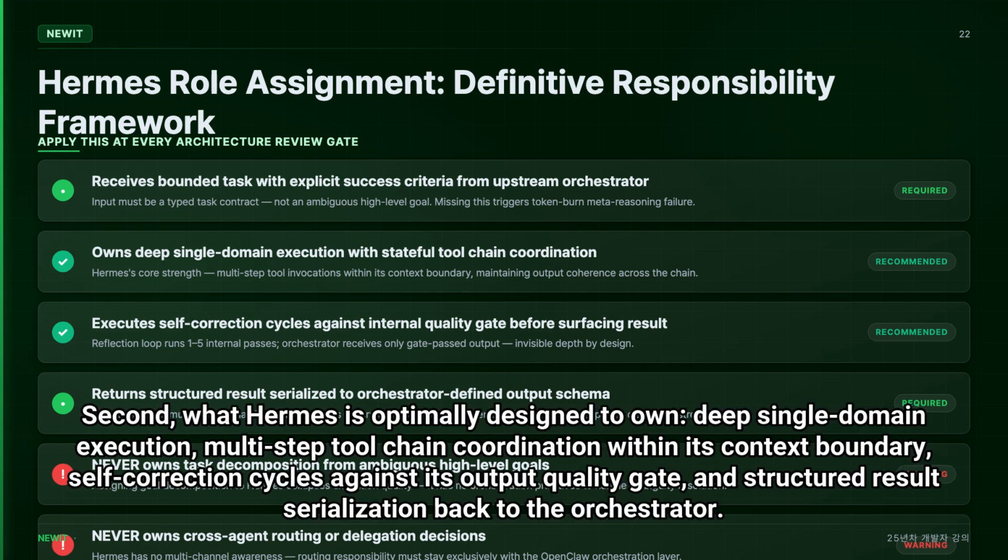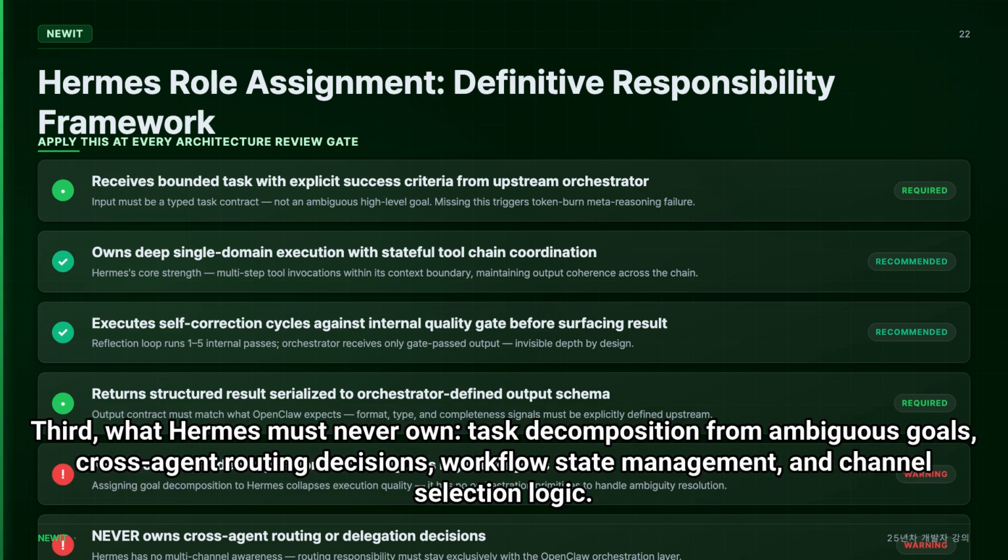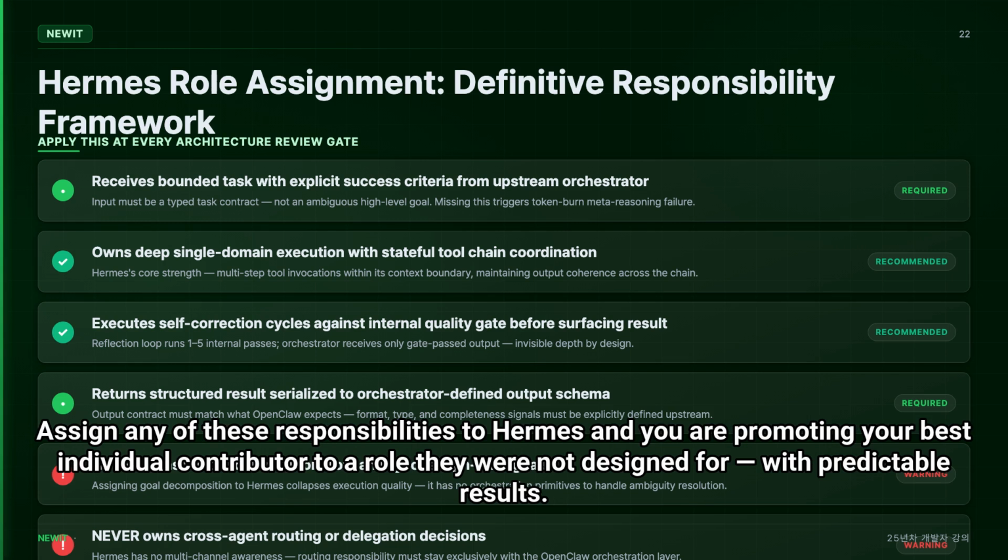Second, what Hermes is optimally designed to own: deep single-domain execution, multi-step tool chain coordination within its context boundary, self-correction cycles against its output quality gate, and structured result serialization back to the orchestrator. Third, what Hermes must never own: task decomposition from ambiguous goals, cross-agent routing decisions, workflow state management, and channel selection logic. Assign any of these responsibilities to Hermes, and you are promoting your best individual contributor to a role they were not designed for, with predictable results.